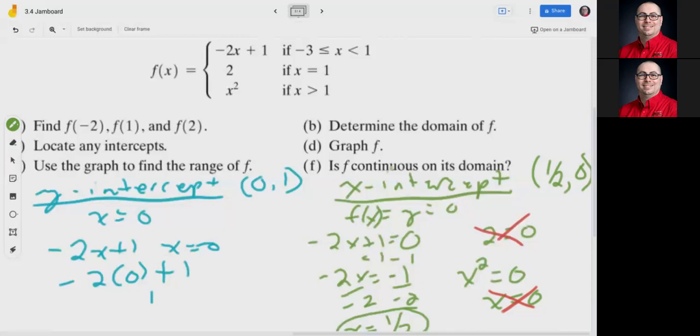All right, what's next? We got the intercepts. Next, they want us to graph it. So I've set up a little graph here. Oh, a little graph paper. I thought I did that, but I did not. Give me one second to get that set up. I can just write it.